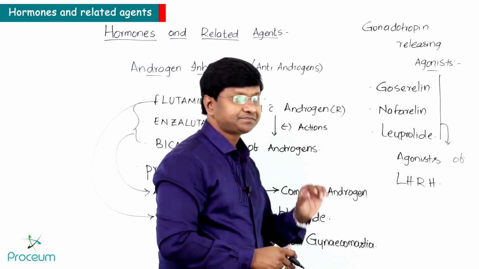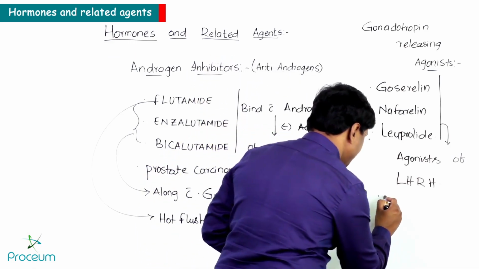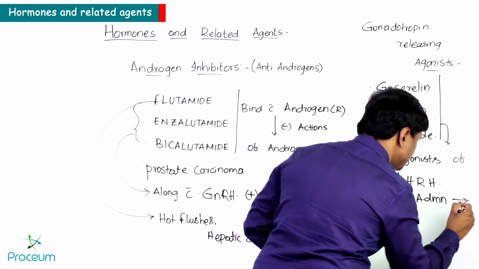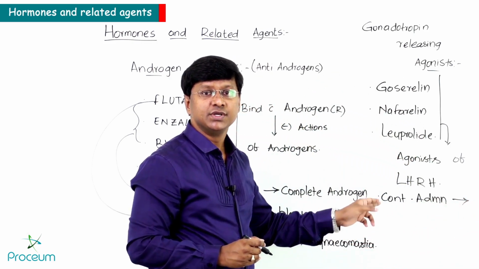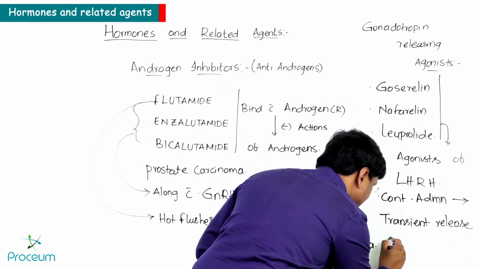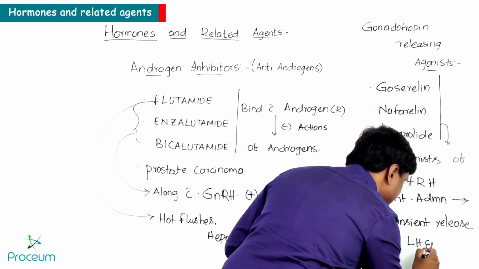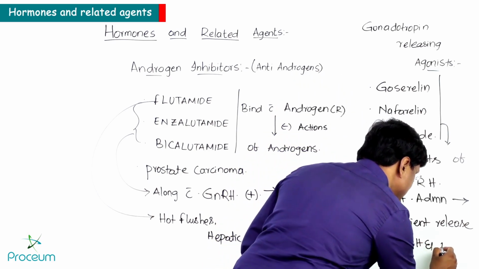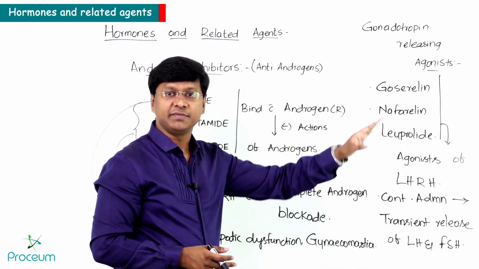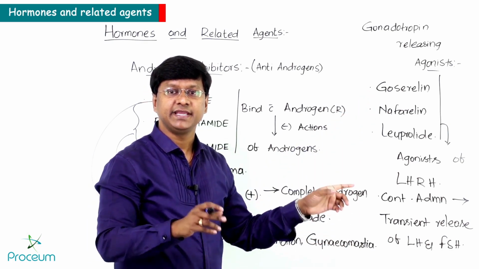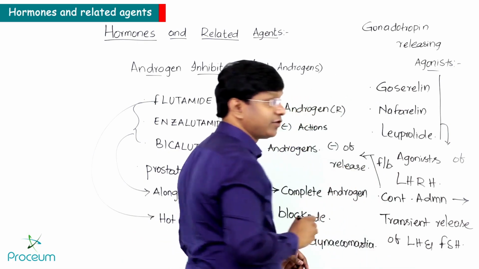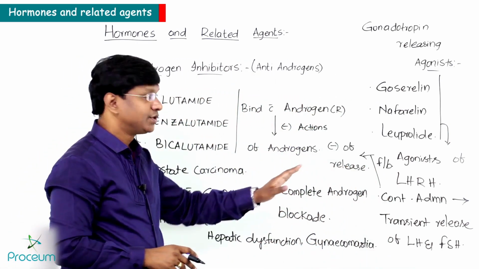Okay, now remember a point here. Continuous administration of these drugs will lead to transient release of luteinizing hormone as well as follicle stimulating hormone. So initially there will be a rise, and followed by that there will be inhibition of the release of gonadotropins.